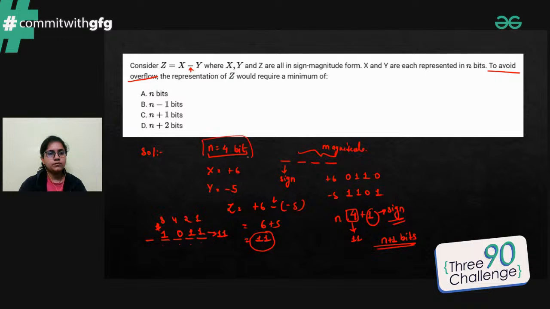Originally, we have taken 4 bits, but to store this value, we need one more bit. So what is the answer? Option C is correct. The answer is n plus 1 bits.